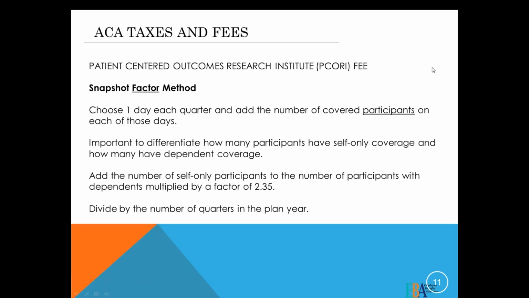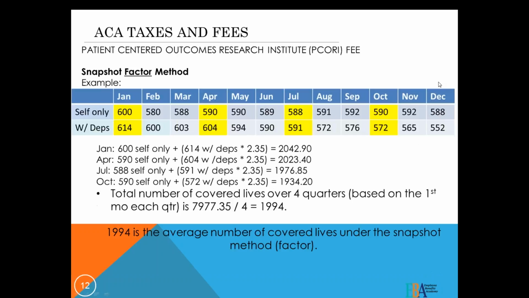So when we look at the snapshot factor, it's very similar to the snapshot count method, but you only count the number of participants, generally employees, and not the dependents. You count the number of participants without dependents, and add it to the number of participants with dependents after multiplying that number with dependents by 2.35. Then you divide the total by the number of quarters per year, so we have 4 quarters per year. Obviously, you see that some of these methods get pretty heavy in the math. Let's look at this snapshot factor method.